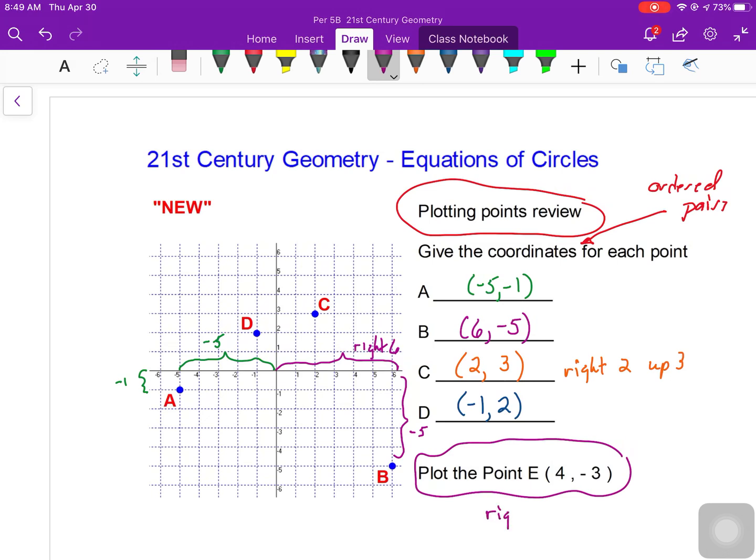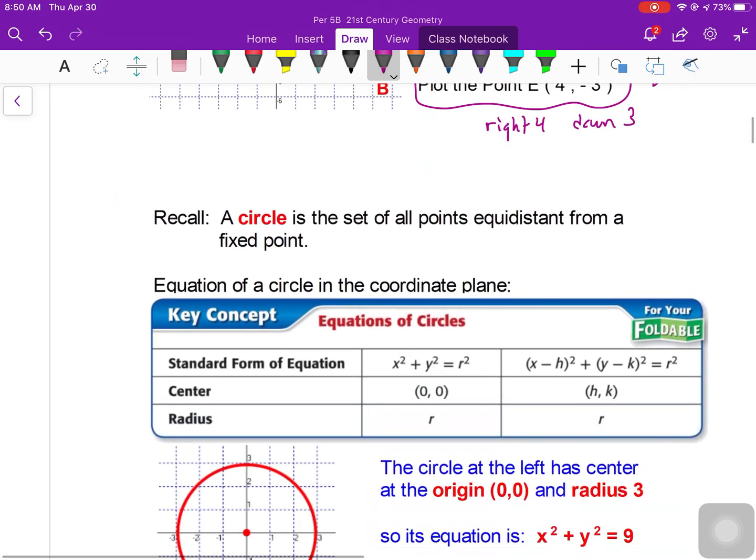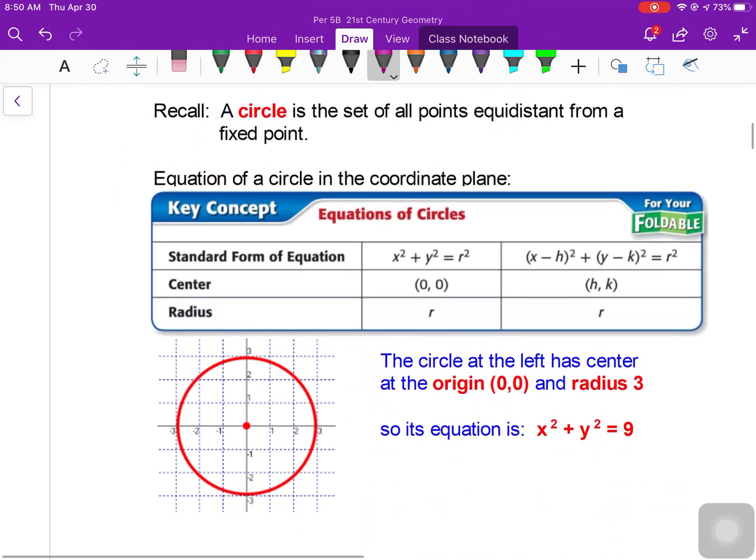When they ask you to plot a point, it means you're going to go to that location, and that location would be right 4 and down 3. And you're going to put a dot there and then label it with the letter E in this case. So if I go right 4 and then down 3, that will put me right here. And then I put the letter E next to it. That's what it means to plot that point. Okay, enough review about plotting points and ordered pairs. Let's get on to circles.